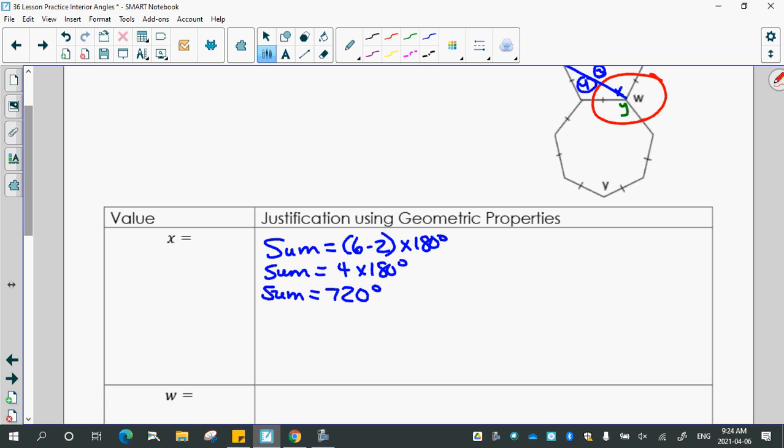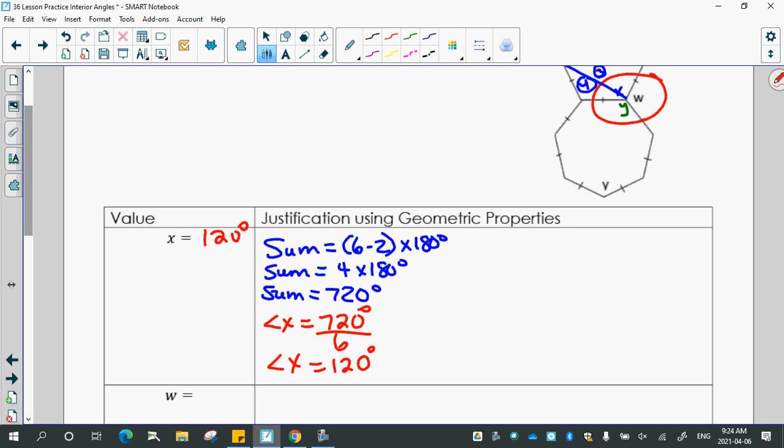And then dividing by 6 somehow. So some people had angle X is equal to 720 degrees divided by 6 equal angles gives them 120 degrees. How many people got 120 degrees for X? Okay, make sure you put it on this side as well.